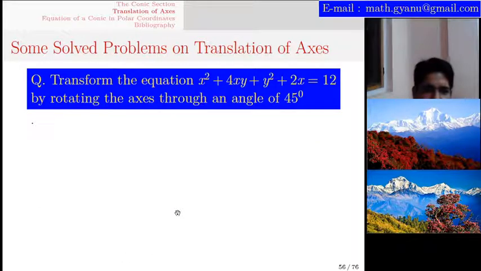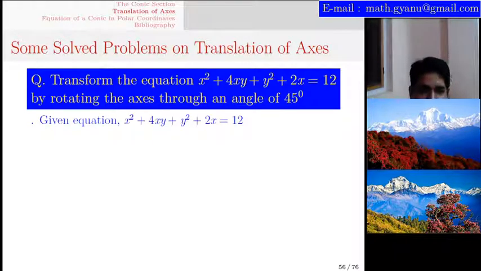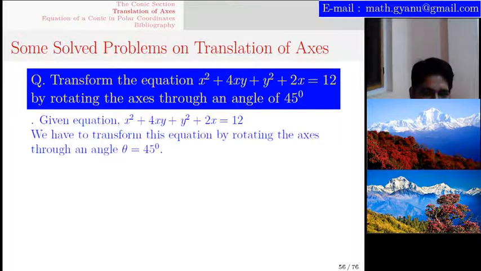Now transform the equation x square plus 4xy plus y square plus 2x equal to 12 by rotating the axes through an angle of 45 degrees. That means we have to choose the angle of rotation, theta equal to 45 degrees. And what will be the formula? The given equation is x square plus 4xy plus y square plus 2x equal to 12. We have to transform this equation by rotating the axes through an angle theta equal to 45 degrees.